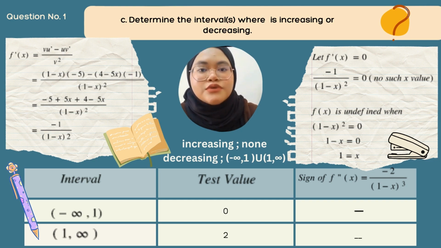After that, we use a test table to identify the increasing and decreasing interval. For the first interval, we use 0 as test value and we found it negative. While for the second interval, we use 2 as test value and we also found it negative. So this interval is decreasing, which is negative infinity to 1, union 1 to infinity.